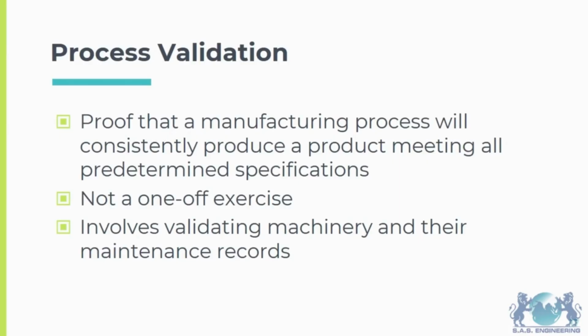Process validation is slowly becoming the convention in the pharmaceutical industry. Process validation is basically proving that a manufacturing process will consistently produce a product that meets all of our predetermined specifications. This is not a one-off exercise. It is done when beginning almost any batch, and it involves not only validating your product mixes or your quality control tests, but also validating all of the machinery used in the production of a certain batch and going through maintenance records relating to this machinery.